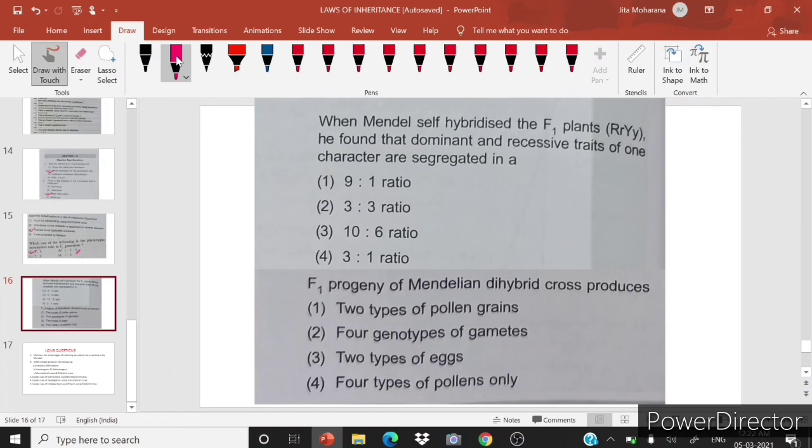The next question: when Mendel self-hybridized the F1 plants, he found that dominant and recessive traits of one character are segregated in a 3:1 ratio. Okay. Then the next question: the F1 progeny of a Mendelian hybrid cross produces 2 types of pollen grains, 4 genotypes of gametes, 2 types of eggs, or 4 types of pollens only.